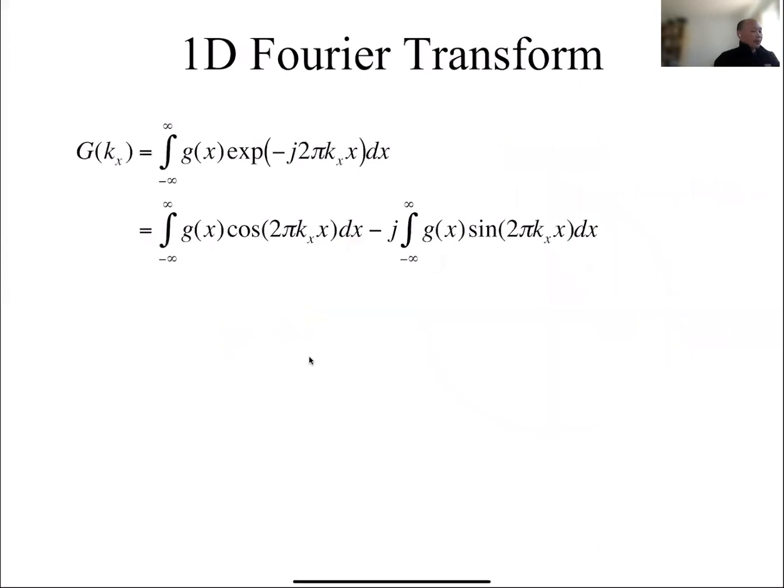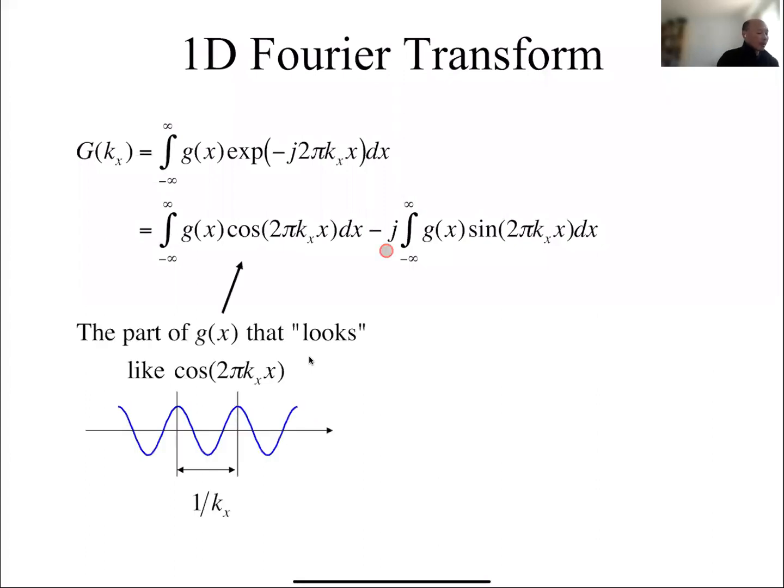So now let's look at the 1D Fourier transform. We're going to take this e to the minus j 2 pi kx x term and divide it into a cosine term and a sine term, and the j is out here. That's applying Euler's theorem. And so what does this mean? It means that when we're taking the Fourier transform, we're taking our function and multiplying it by cosine 2 pi kx x. And so this is really trying to get a sense of how much our function looks like a cosine at this frequency.